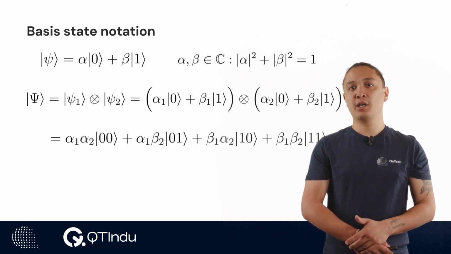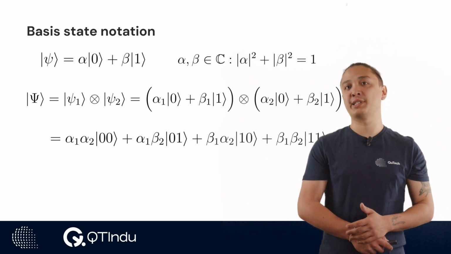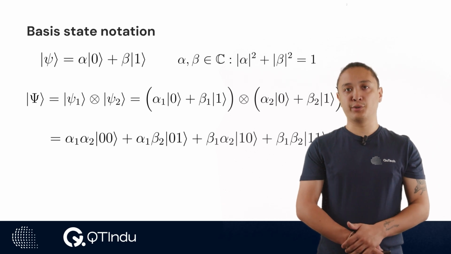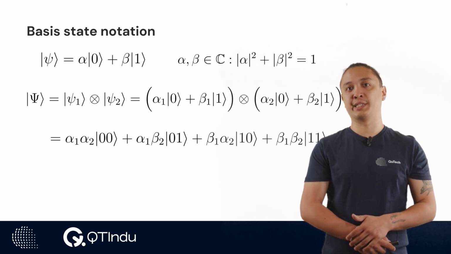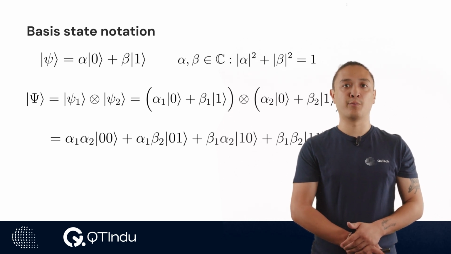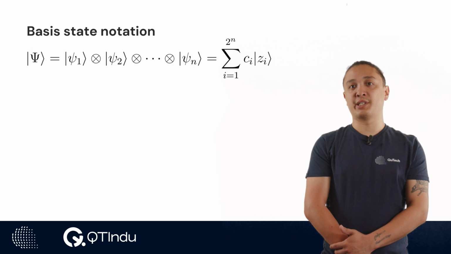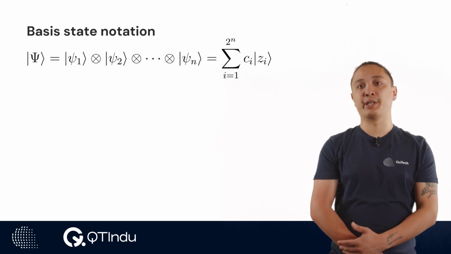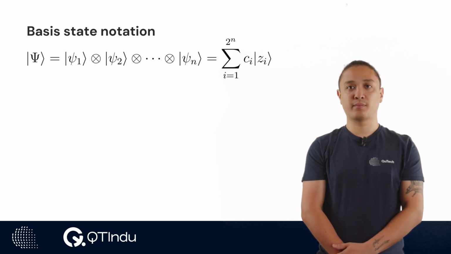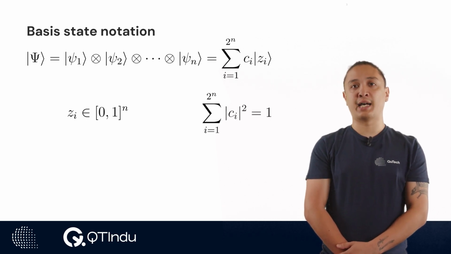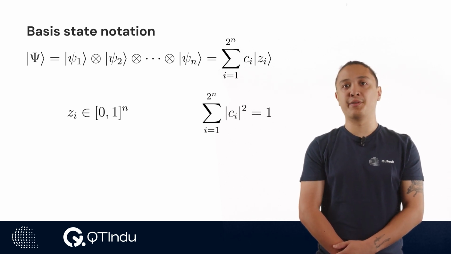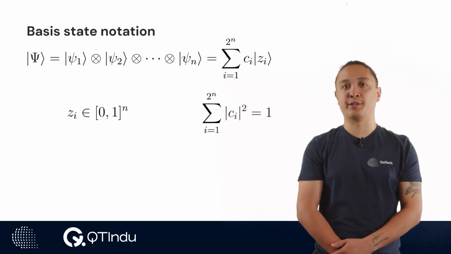Expanding out the product, we can see how to realize a full 2-qubit state as a superposition over all combinations of basis states. For 2 qubits, we have 4 such basis states, which we can see here are equivalent to the 00, 01, 10, and 11 states. For an n-qubit state, we can follow the same process to represent the full state as a superposition over 2 to the n basis states. We use the variable zi here to represent a unique binary string of length n, and ci are the respective coefficients which must satisfy the normalization condition.